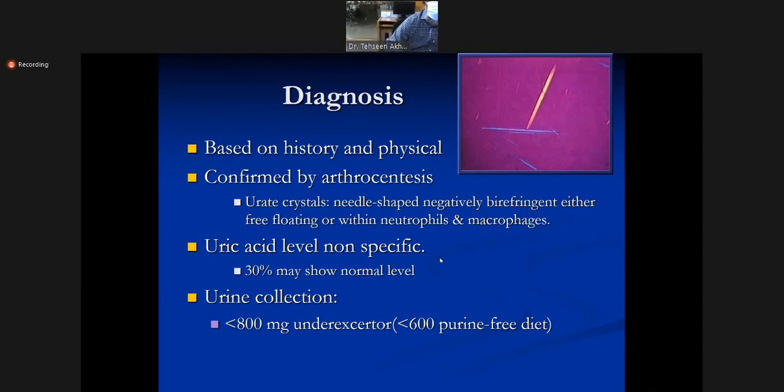Usually, as I told you earlier, the uric acid level is non-specific. In 30% of cases, you may have a normal uric acid. So the uric acid level doesn't provide any clue in the diagnosis sometimes, because in some 30% of cases it's a normal level. So we do the uric acid level, but it does not help in confirmation of diagnosis, which is only by arthrocentesis. When you see the urate crystals floating or within the neutrophils and macrophages, these are the needle-shaped, negatively birefringent crystals.